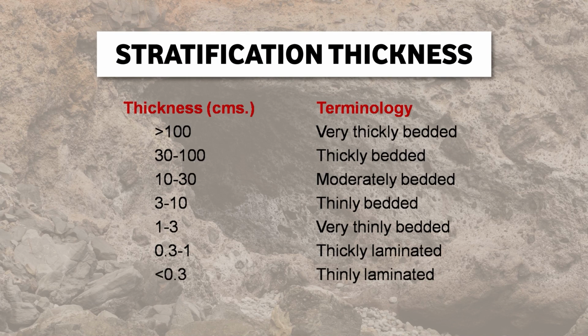More than 100 centimeters is called very thickly bedded, 30 to 100 centimeters thickly bedded, 10 to 30 moderately bedded, then similarly 3 to 10 thinly bedded, 1 to 3 centimeters very thinly bedded, 0.3 to 1 thickly laminated, and less than 0.3 are called very thinly laminated.